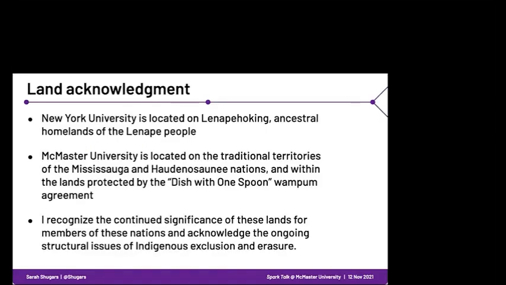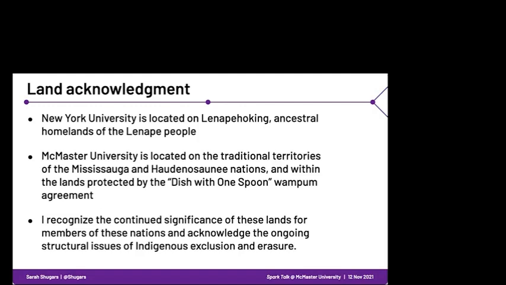Also, I appreciate the land acknowledgement that Allison gave earlier. I also wanted to pause for a moment to give my own land acknowledgement. So I'm coming to you from New York University right now, where I live and work on the ancestral homes of the Lenape people. McMaster University, as Allison mentioned, is located on the traditional territories of the Mississauga and Haudenosaunee nations, and within the lands protected by the A Dish with One Spoon agreement.